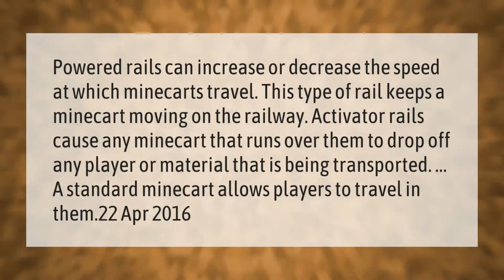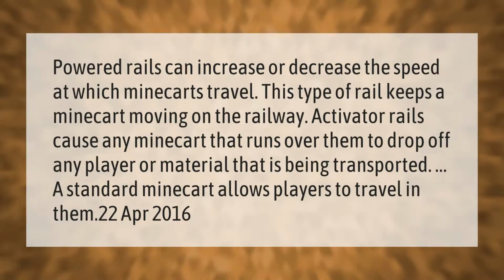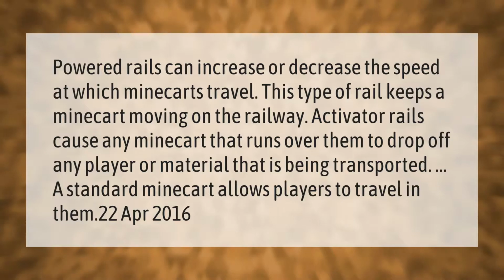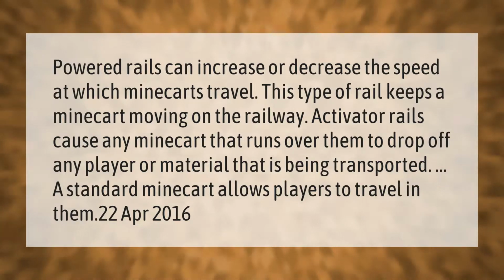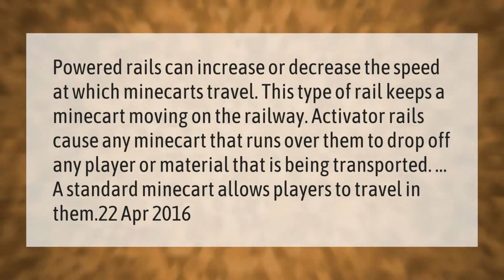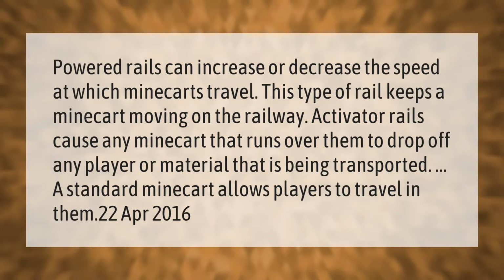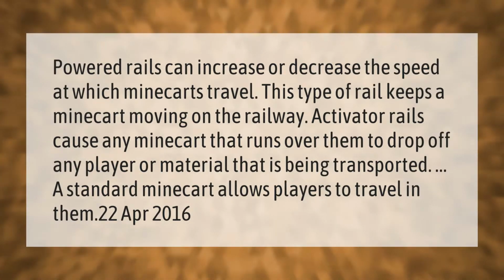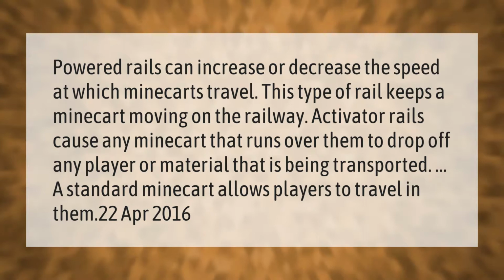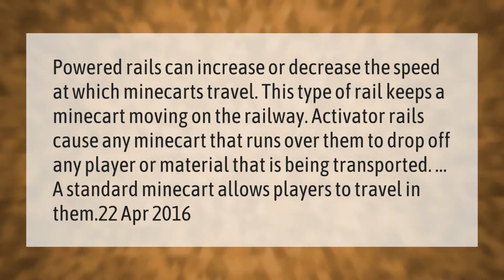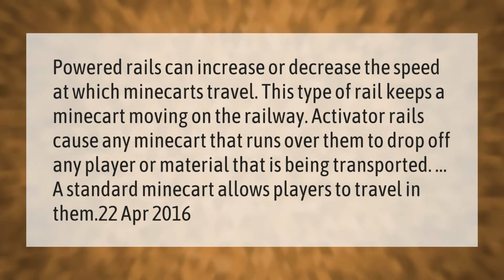Powered rails can increase or decrease the speed at which minecarts travel. This type of rail keeps a minecart moving on the railway. Activator rails cause any minecart that runs over them to drop off any player or material that is being transported. A standard minecart allows players to travel in them.